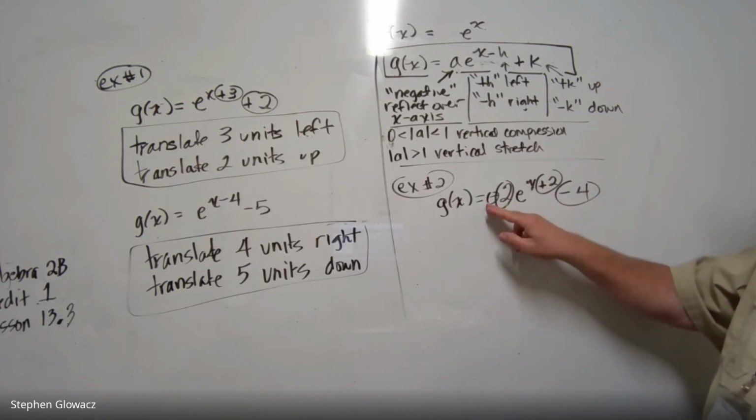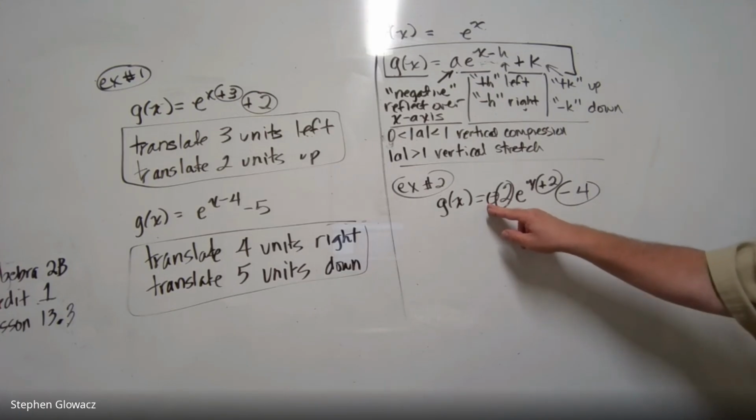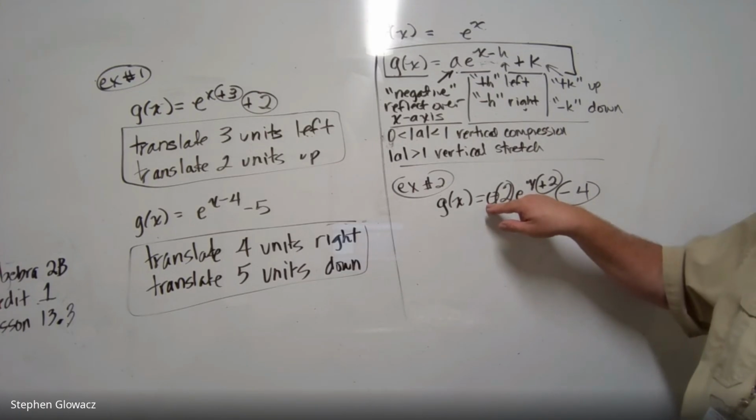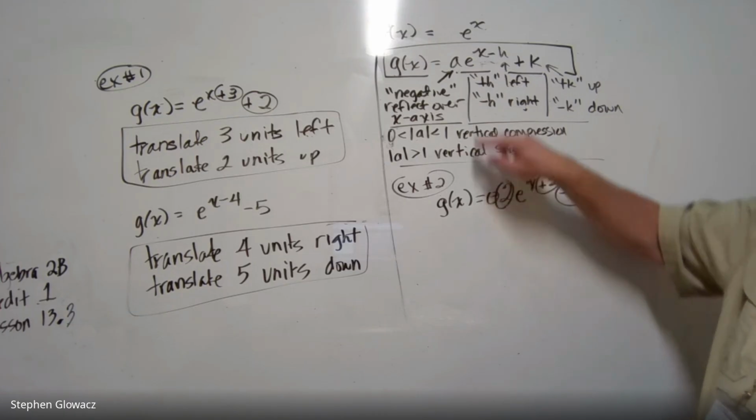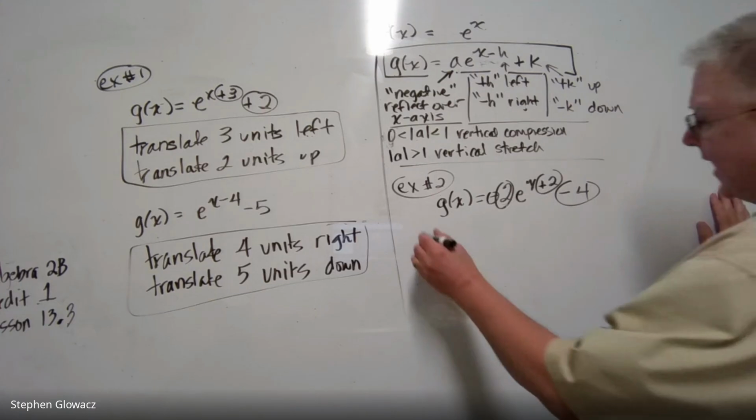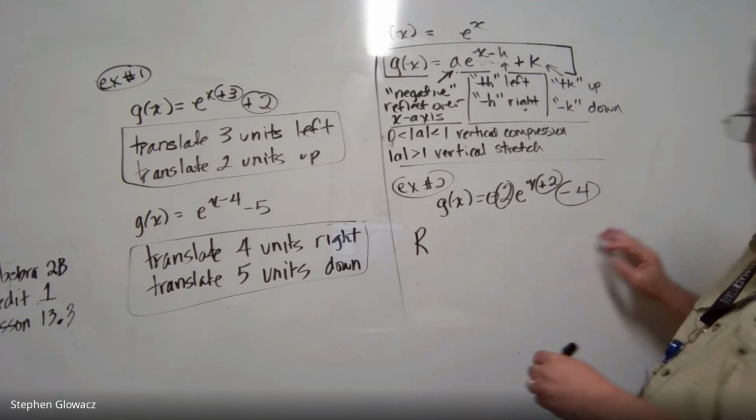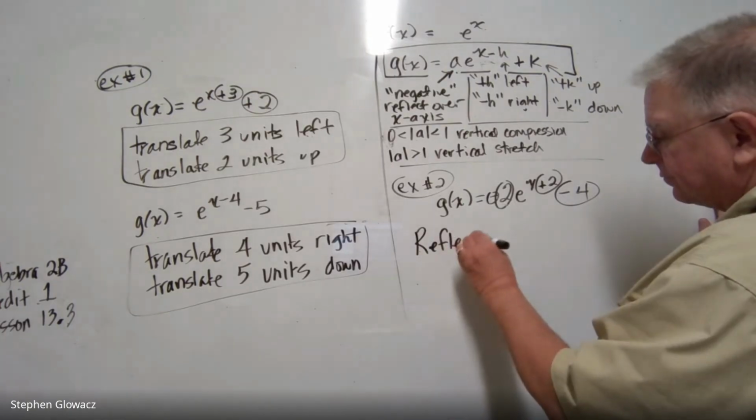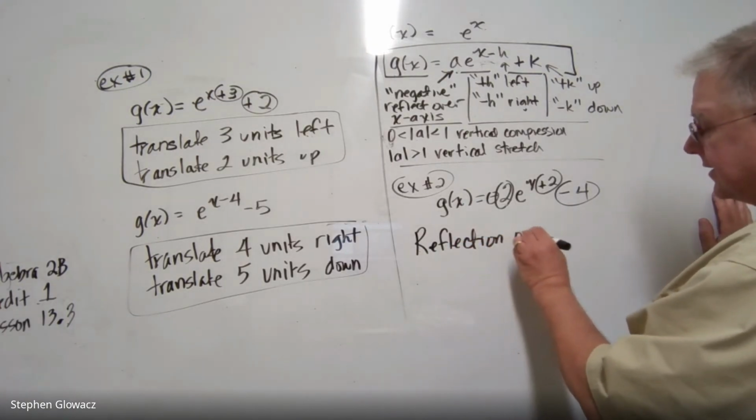Remember, when a is negative, the negative reflects the graph over the x-axis. So that would be a reflection over the x-axis.